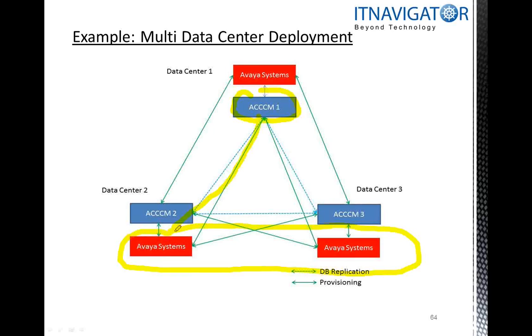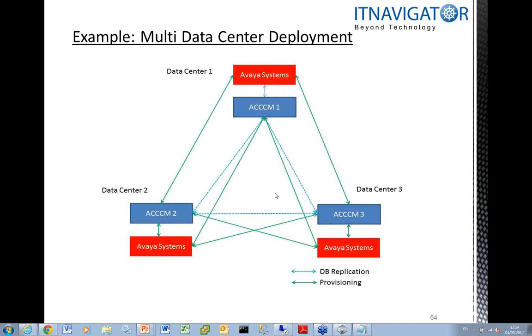So it's not a dedicated Control Manager system that can do administration only for the Avaya systems in data center number 1. It is still cross data center provisioning, but each one of the Control Manager systems can do it. So in parallel, you can log into any one of them, or you can use the virtual IP address. And as you can see, all these systems are fully supported and redundant.